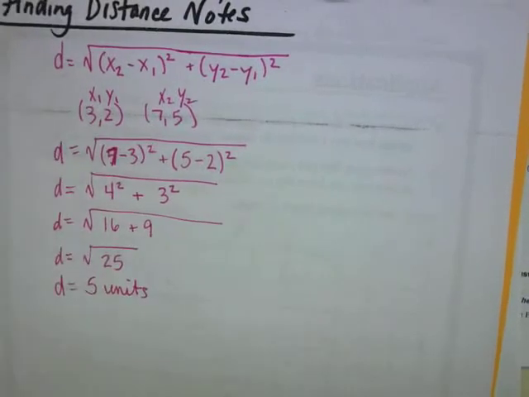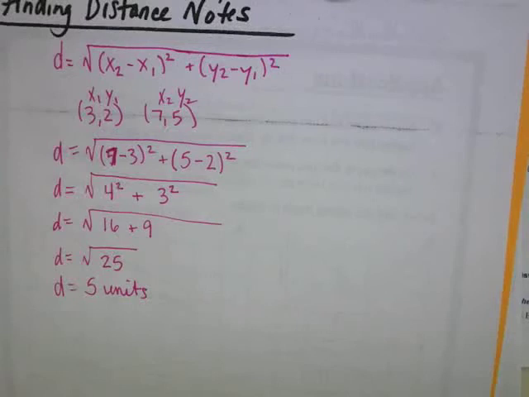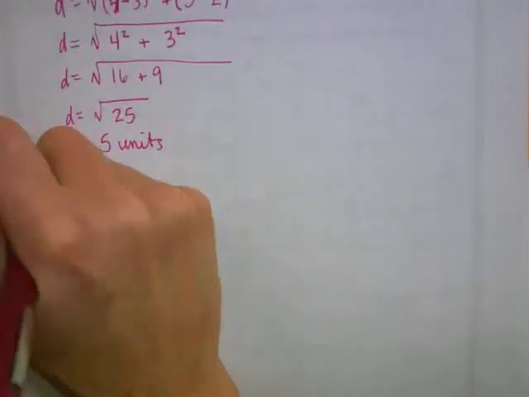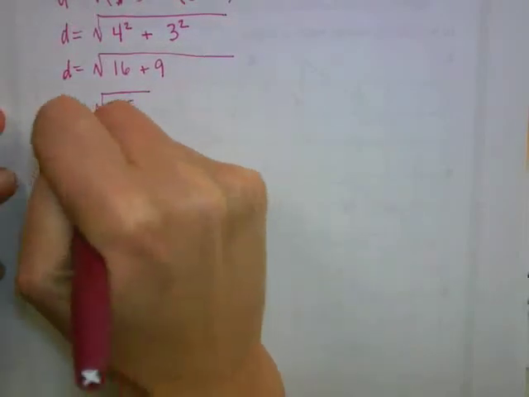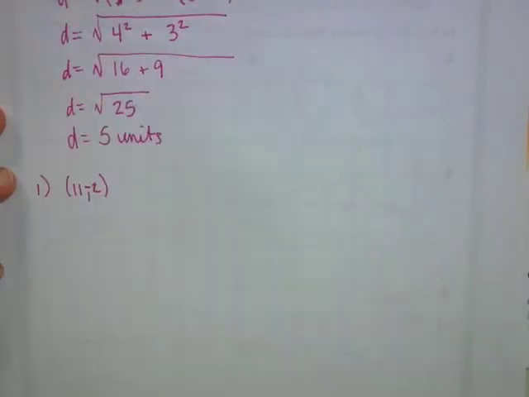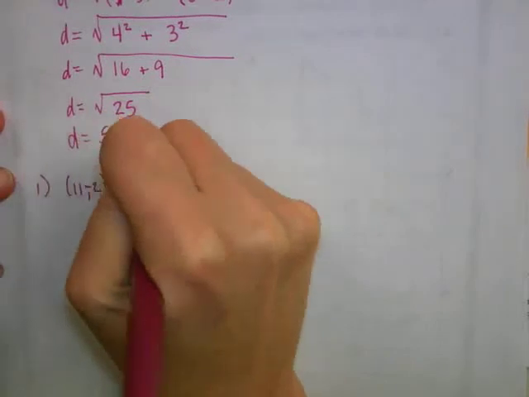It might be inches, feet, whatever, depending on the units and the real world example that they give you. It's always going to be positive. You couldn't say negative 5 because it's a distance that's going from one place to another. That's a positive distance. So what I want you to do now is practice a problem. I'm going to give you 2 points. We'll call this number 1. And it's going to be 11, negative 2, and 7, negative 5.